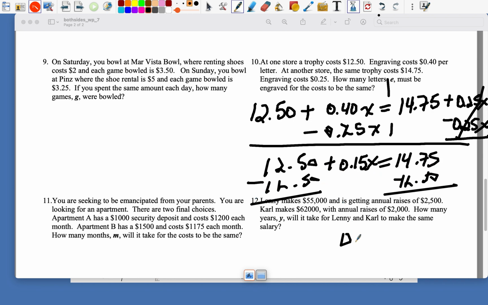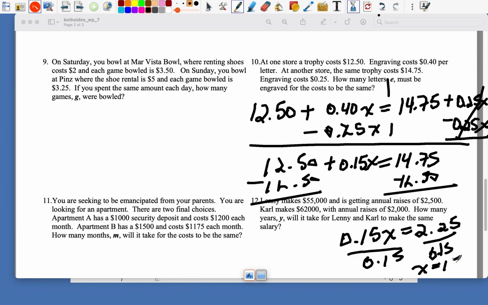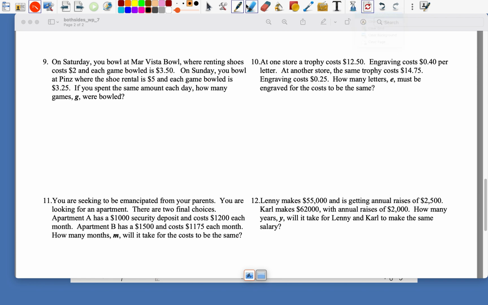And we're going to get 0.15x equals 14.75 minus 12.50, so we get 2.25 left over here. And 2.25 divided by 0.15, it should be 15 letters exactly. So divide both sides by 0.15. So if you write exactly 15 letters on the trophy, then it doesn't matter which of these two stores you go to. You end up paying the same price. Okay.